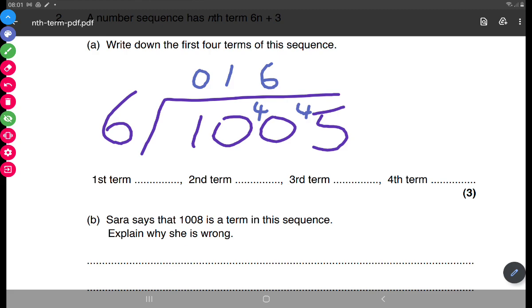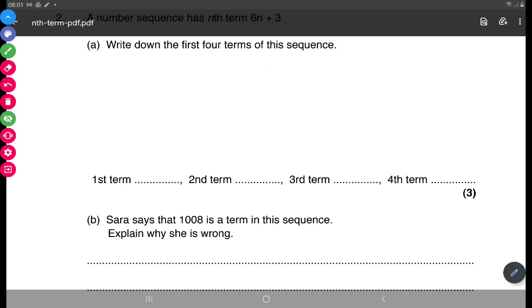So 36, 45, so it'd be 7 with a remainder of 3, so it'd be 5. So it's not a whole number. So that isn't gonna work, okay? And that is the evidence as to why Sarah is wrong.